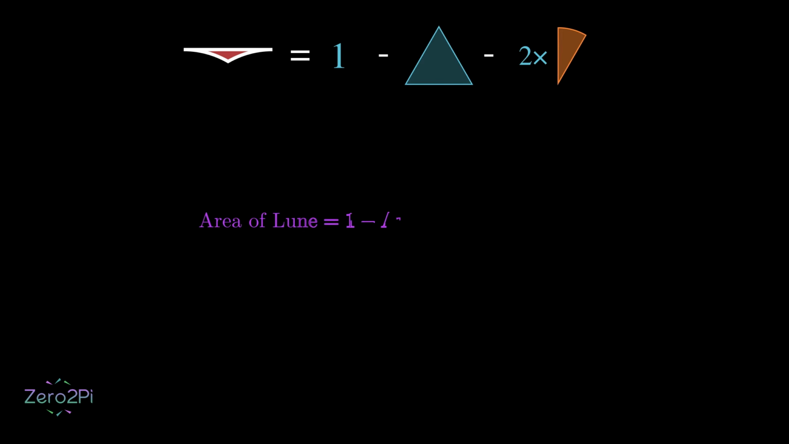Now I can write this as an equation. Area of the lune equals 1 minus the area of the triangle minus 2 times the area of a sector. For an equilateral triangle, the area is square root of 3 over 4 times s squared, where s is the length of a side. For a sector, the area is 30 over 360 times pi times radius squared.